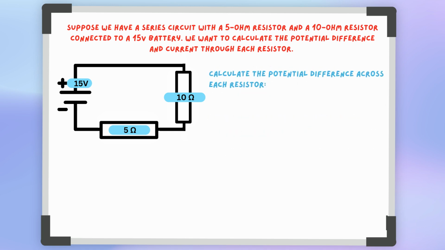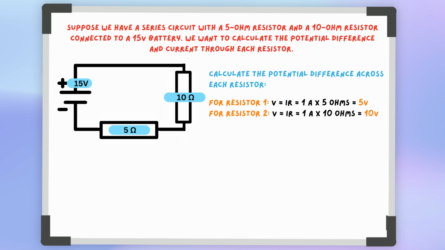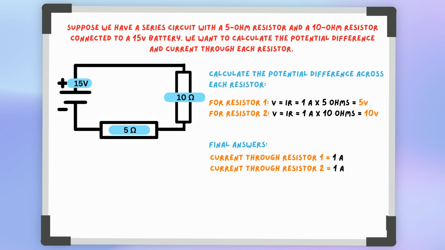Now we calculate the potential difference across each resistor. For resistor 1, 1 amp multiplied by 5 ohms equals 5 volts. For resistor 2, 1 amp multiplied by 10 ohms gives 10 volts. Therefore, our final answers are that the current through resistor 1 equals 1 amp, the current through resistor 2 equals 1 amp. The voltage through resistor 1 equals 5 volts, and the voltage through resistor 2 equals 10 volts.